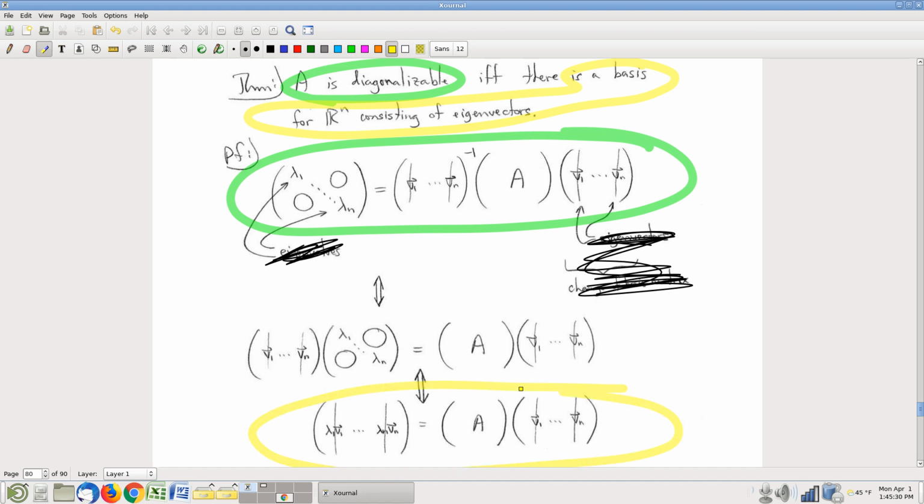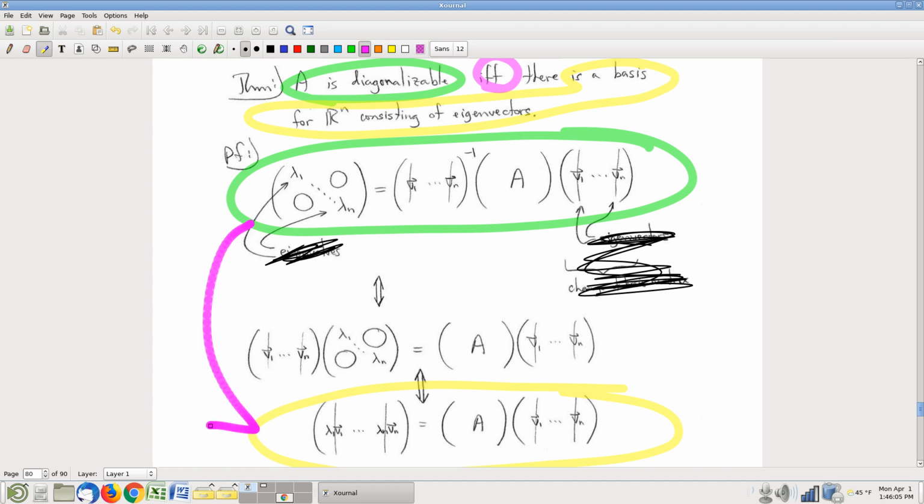Right, if there is an entire basis for Rn consisting of eigenvectors, this matrix equation down here, taken one column at a time, just says these vectors, when you multiply by A, you get multiples of those vectors. So this single matrix equation is simply a way of saying that all n of these vectors are eigenvectors.